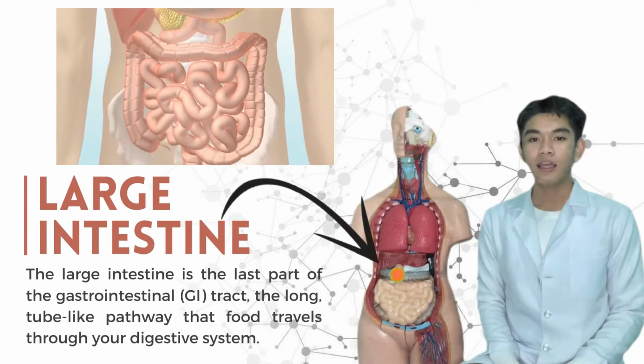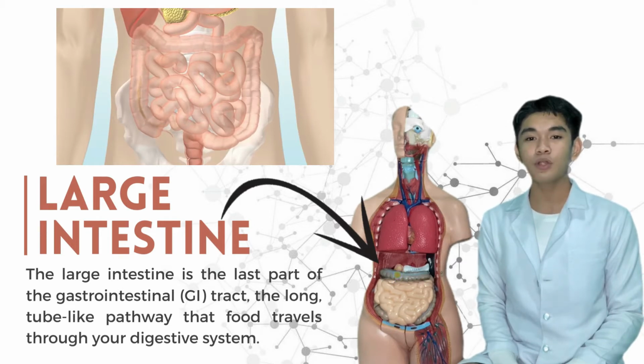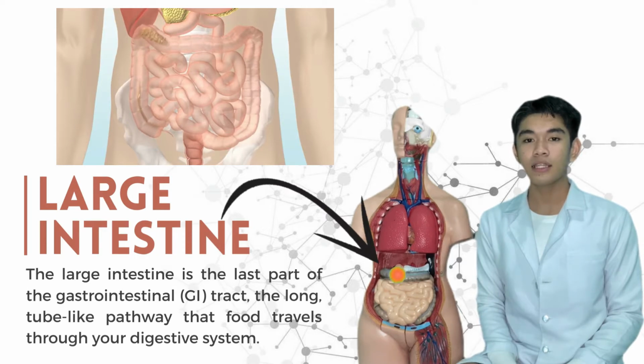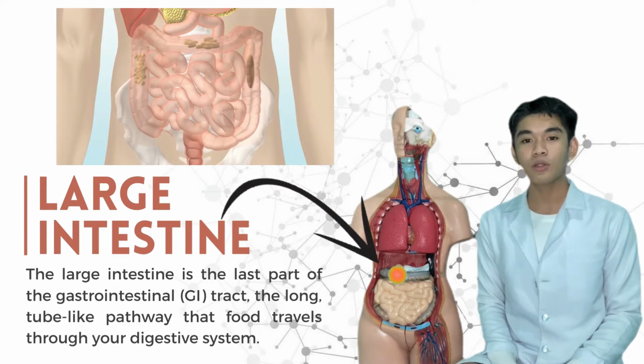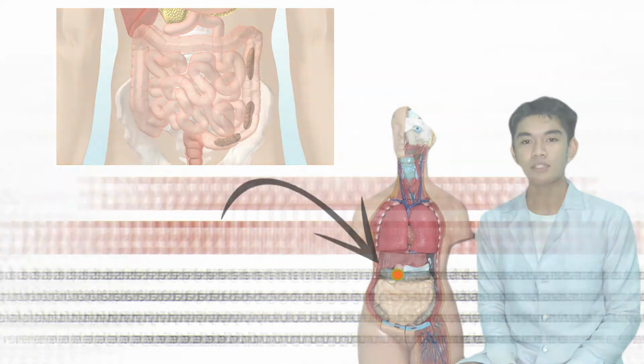Large intestine. The large intestine is the last part of the gastrointestinal tract, the long tube-like pathway that food travels through your digestive system. It follows from the small intestine and ends with the anal canal, where food waste leaves your body. The large intestine, also called the large bowel, is where food waste is formed into poop, stored, and finally excreted. It includes the colon, rectum, and anus. Sometimes colon is also used to describe the entire large intestine.